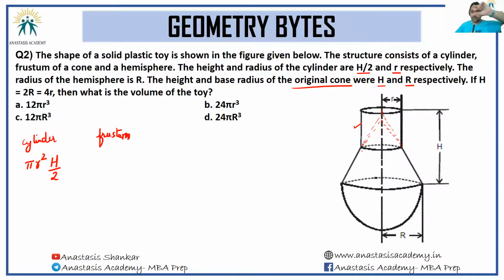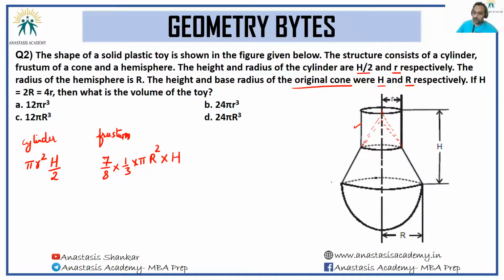If it is cut off at the halfway mark, the large cone and the small cone are similar. The ratio of volume will be cubes of the ratio of sides. The ratio of sides here is 1:2. So ratio of volumes will be 1:8. For the bottom frustum, 7 out of 8 total. So volume of the frustum will be 7 by 8 into 1 by 3 into pi capital R square, and the height was h. This much we know for frustum.